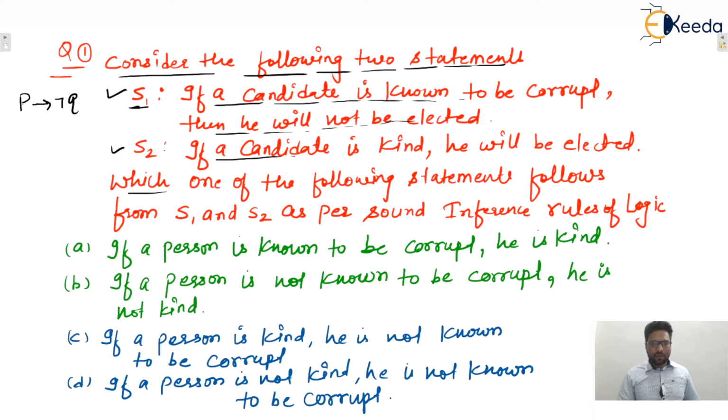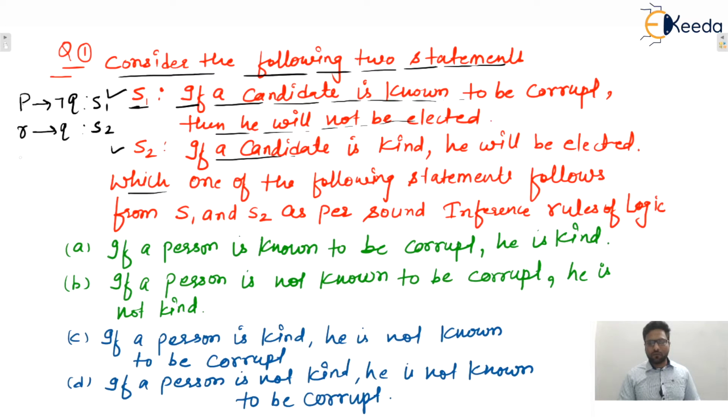Next one, if a candidate is kind, let's take one more variable for candidate is kind. Let's say this is R, then he will be elected. For elected, we can say that Q. So if-then becomes what? Implication. If-then means implication. So we can say that S1 is this one and S2 is this one. So these two statements are given to you.